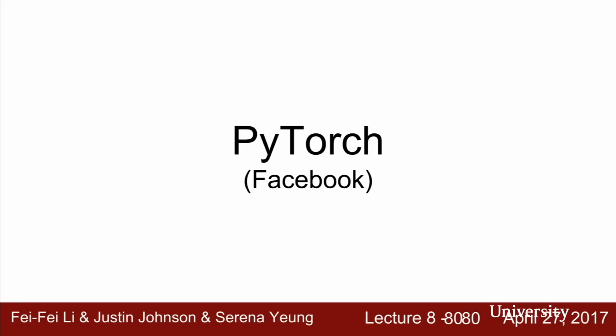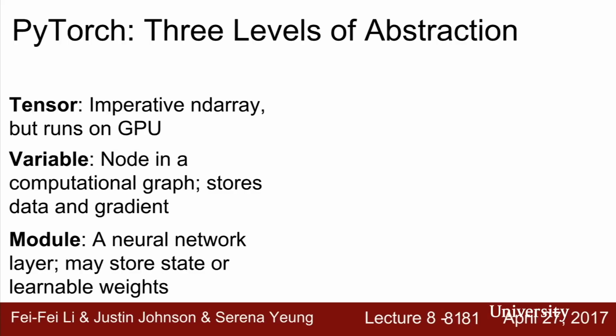PyTorch from Facebook is kind of different from TensorFlow in that we have 3 explicit different layers of abstraction inside PyTorch. PyTorch has this tensor object, which is just like a NumPy array. It's just an imperative array. It doesn't know anything about deep learning, but it can run on the GPU. We have this variable object, which is a node in a computational graph, which builds up computational graphs and lets you compute gradients, that sort of thing. And we have a module object, which is a neural network layer that you can compose together to build big networks.